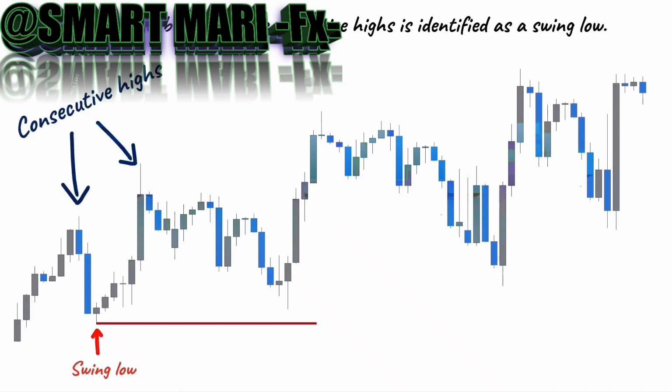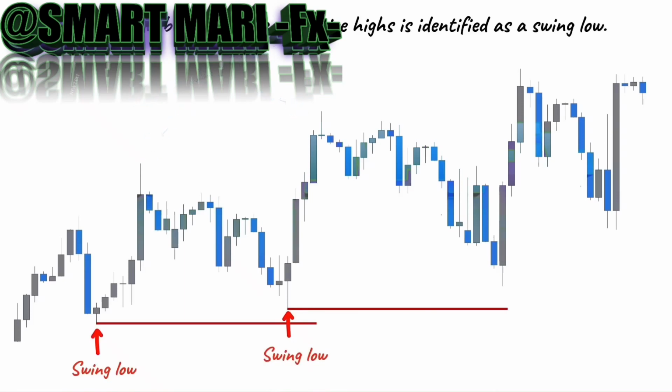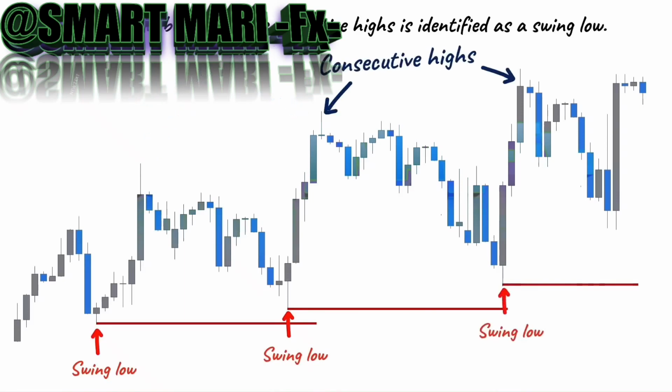As long as the price stays above this level, it represents a bullish market and we will only look for buying opportunities. And for a valid change of character, we need to have a candle that breaks and closes below. Here we have another break of structure by this move. So the lowest point between two consecutive highs is identified as the swing low. Once again, another two consecutive highs and a swing low we have. Keep in mind that the same concept applies to the bearish scenario.